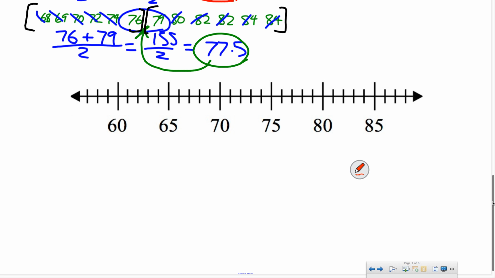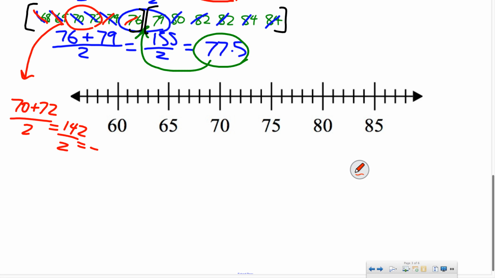Yeah. The lower quartile, I crossed out, I went from... Okay, you crossed out to the middle, and what did you find in the middle? 70 and 72. Right, because we go like this, and then we see these two in the middle. So let's figure that out. 70 plus 72 divided by 2, you're going to see is 142 divided by 2, and that equals what? 71.